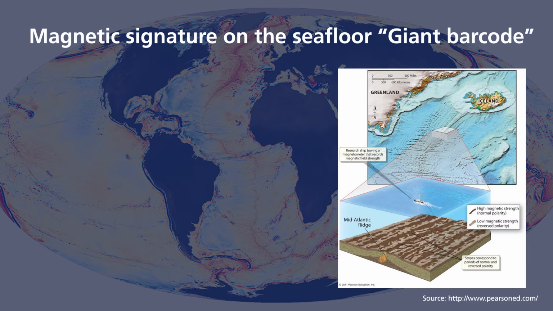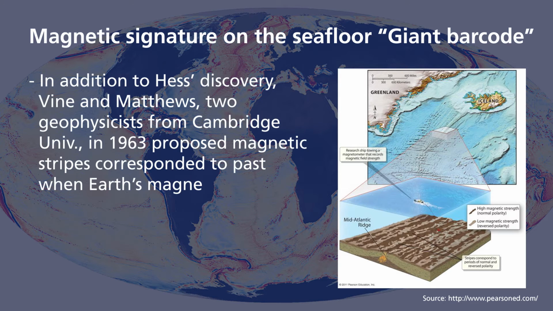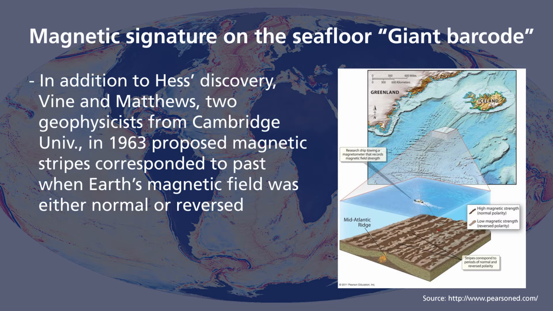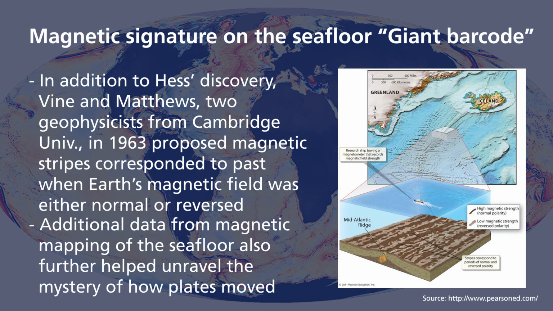So again, as I mentioned, sonar was developed, and magnetic maps of the ocean floor could be made. This happened in 1963 when Vine and Matthews, two geophysicists from Cambridge, went about mapping the Earth's magnetic field on the ocean floor. As you see in the figure on the right, they went around in a boat with a sonar device. They dragged it slowly across the ocean floor and measured the magnetic fields.